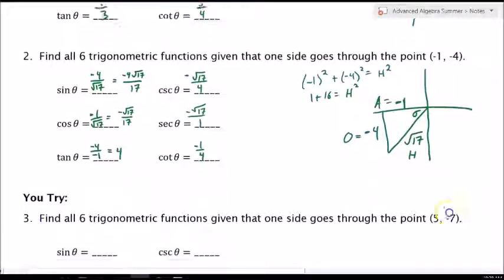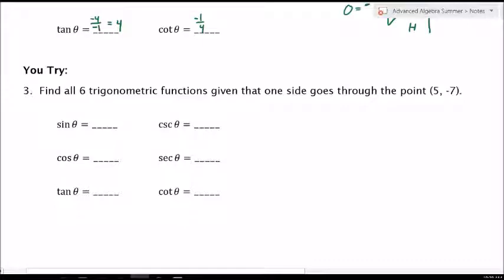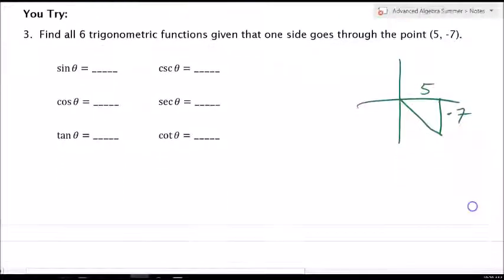So at this point, go ahead and try this problem on your own, and once you're complete with it, come check with me to ensure you've done it correctly. Make sure you're using the right triangle. So positive x, negative y, we should be in this location, with a 5 and a -7 here. Alright.